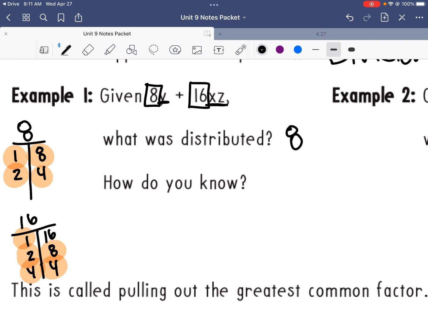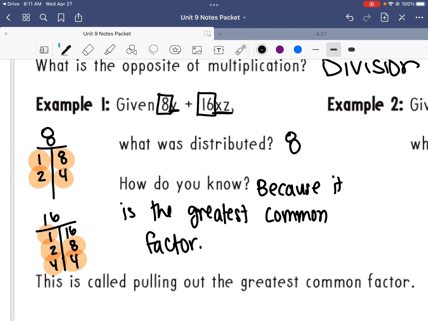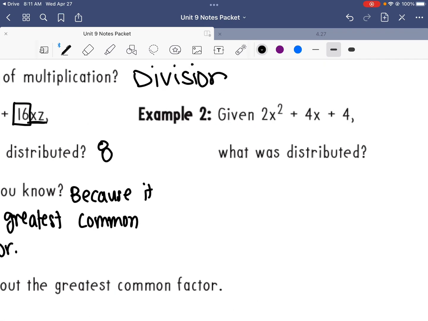So how do we know that 8 was distributed? Well, because it is the greatest, biggest, largest, greatest common factor. Okay. All right, let's look at another example.